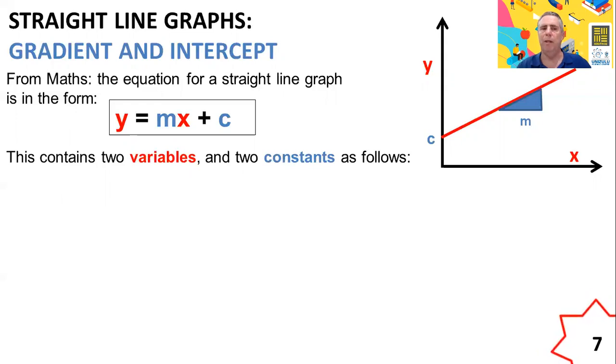Now, from mathematics, you should know that the equation for a straight line graph is in the form y equals mx plus c. The graph looks like this. It has two variables. y on the vertical axis is the dependent variable, and x on the horizontal axis is the independent variable. There are also two constants. m is the gradient or slope, and c is the y-intercept.